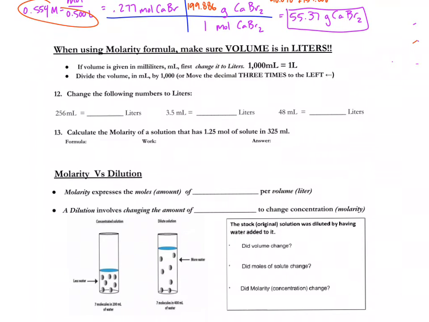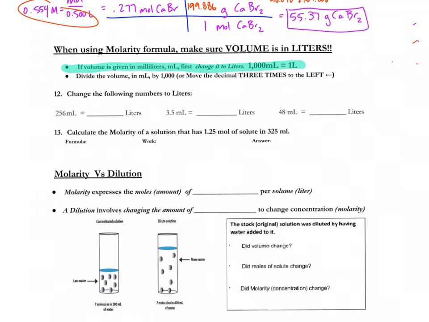Couple reminders here that if we're using the molarity formula, we want to make sure our volume is in liters, which is what we've been practicing. You've seen the examples. They've all been in liters. Couple things that you should know is that if you're given a volume in milliliters, because we can measure volume in milliliters as well, we need to change it to liters. There are 1,000 milliliters in 1 liter. So my factor is 1,000. So in order to convert from milliliters to liters, I have to divide my value in milliliters by 1,000. And what you're basically doing is moving the decimal 3 places to the left.